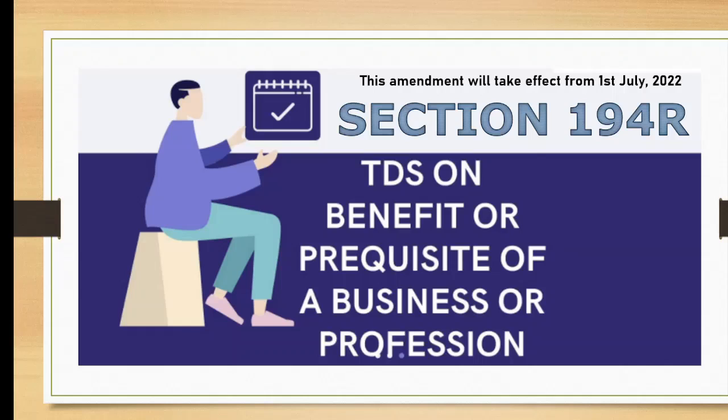In the last 2 years, you can see a lot of new sections inserted, like for tax defaulters. There is an additional TDS that is required to be deducted under section 206AB. A lot of other sections like 194B, 194M, etc. have been inserted over the last couple of years.